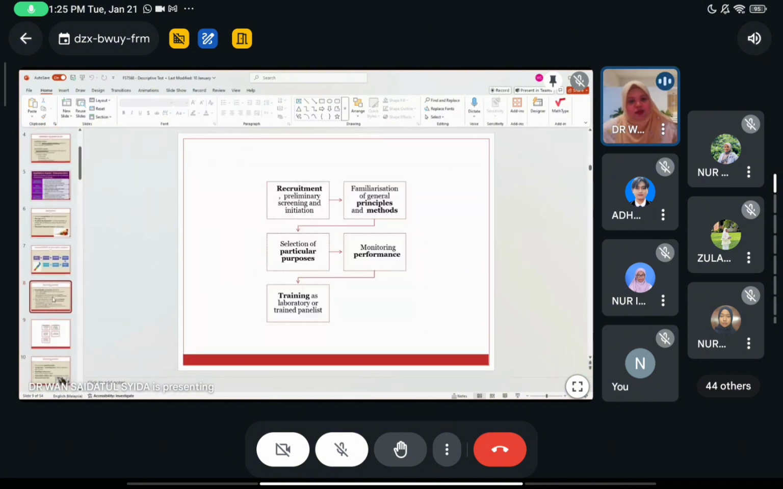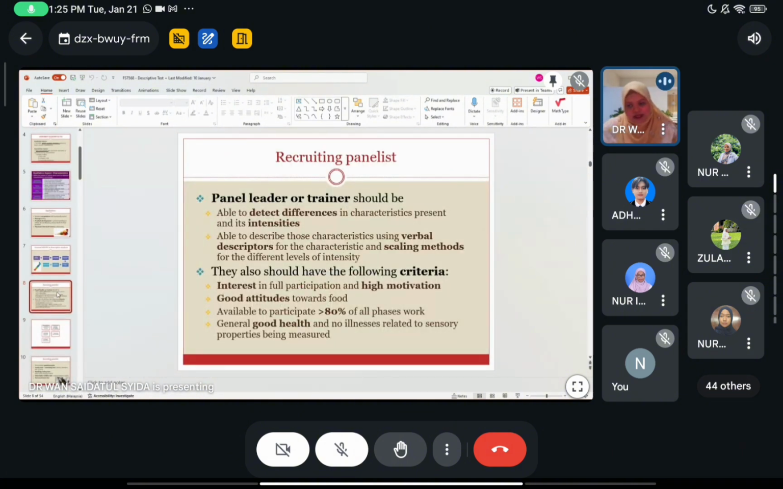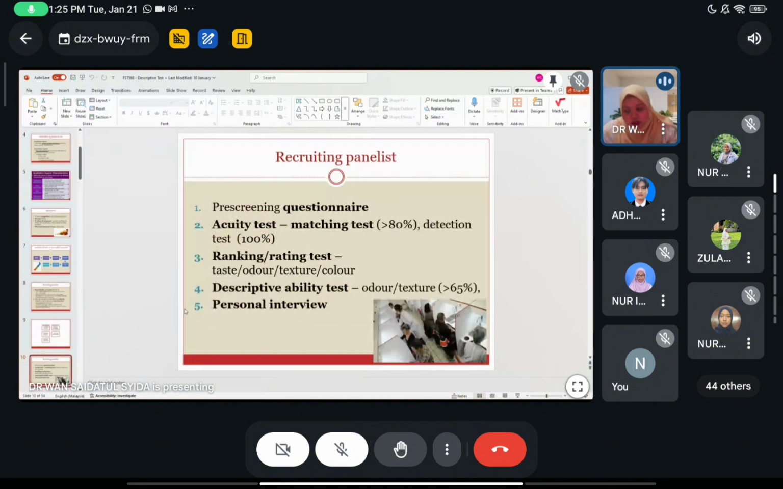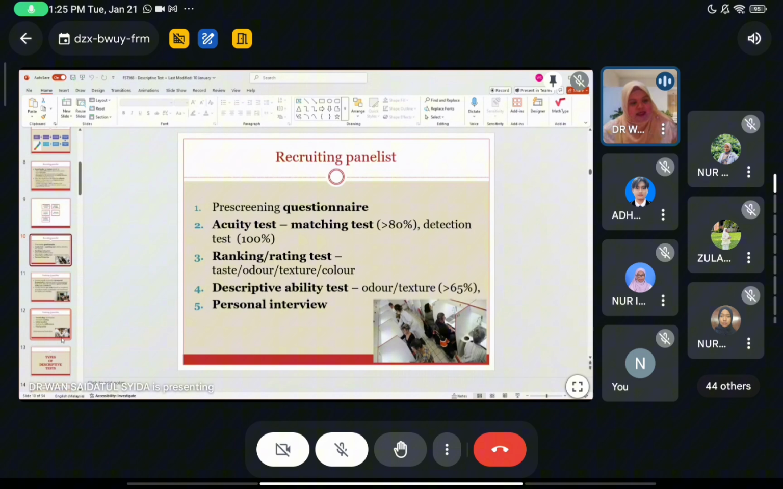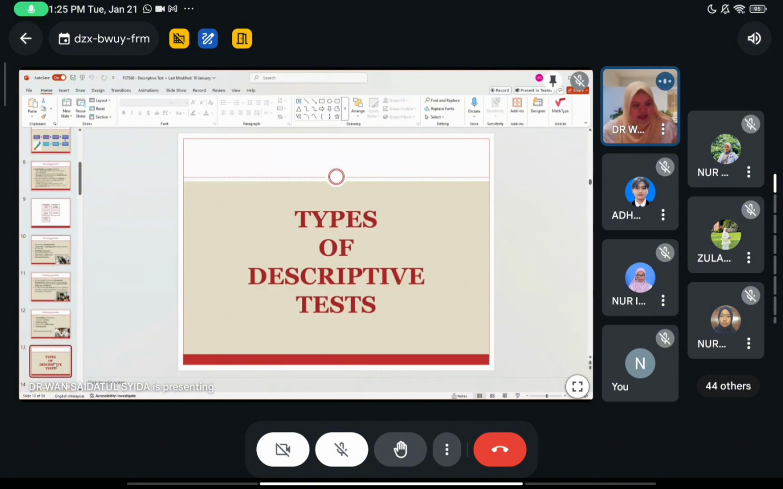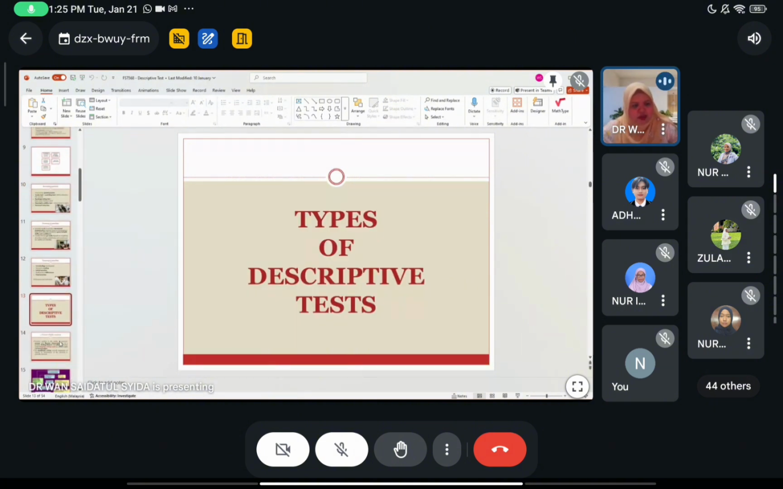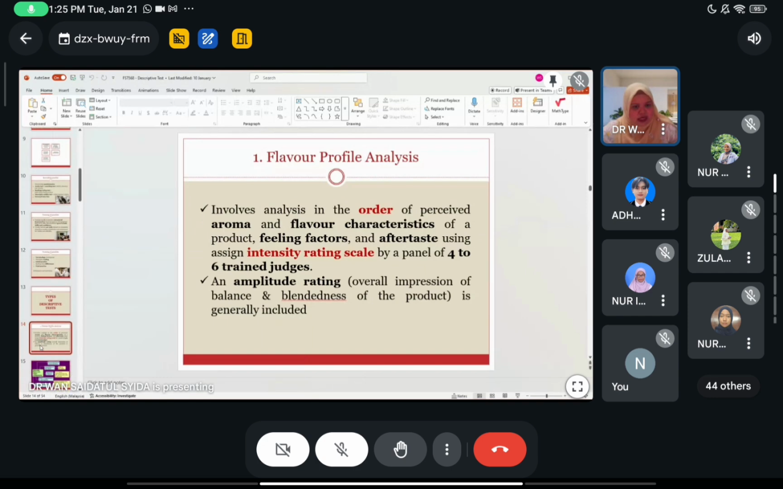Okay, and then we go to recruiting panelists. What are the criteria for the panelists? What are the tasks that you should give to your panelists? This is the most important thing in the QDA, right? Next one will be the method itself. Nanti kita go through some of the questions.